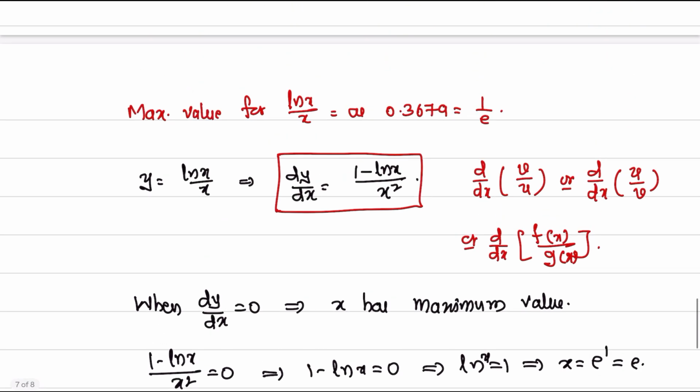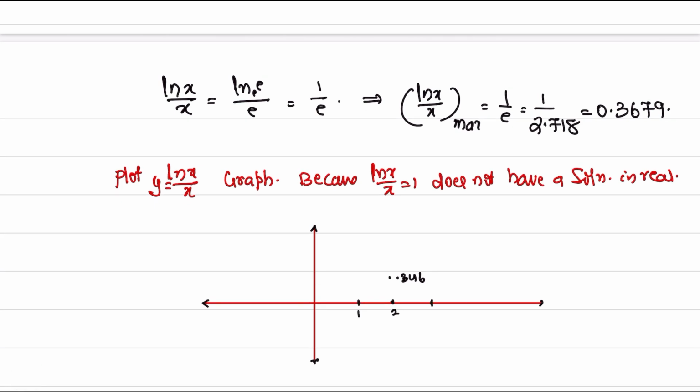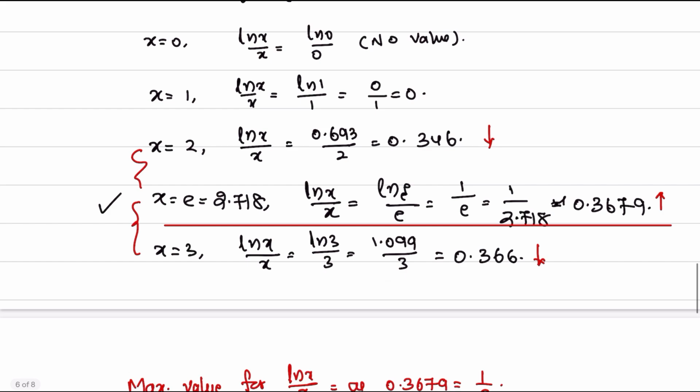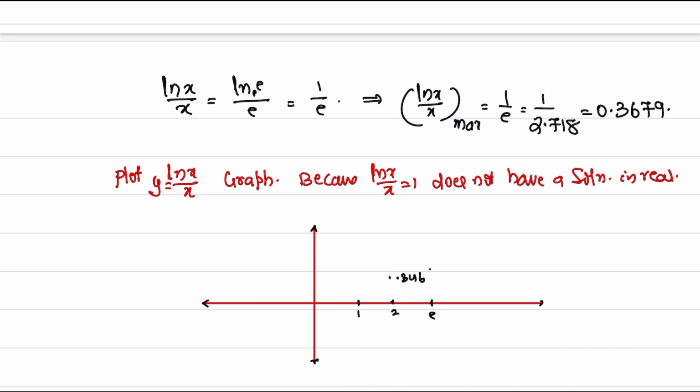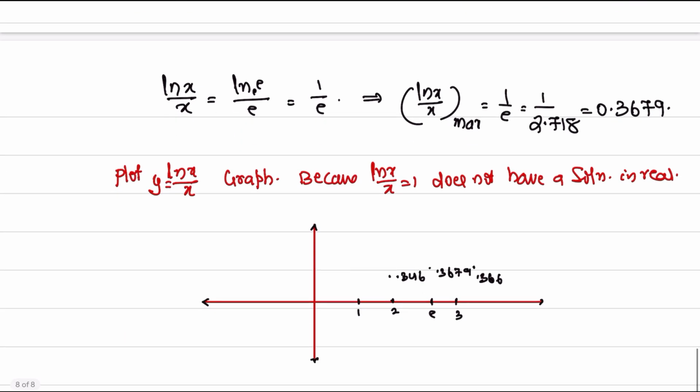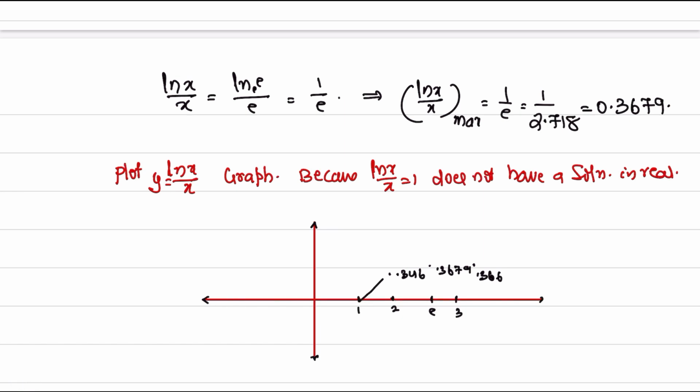When x is equal to e, that is approximately here, ln x by x is 0.3679. When x is equal to 3, again it will be almost 0.366. That means when x is equal to 1, it is 0. When you draw, it will be like this.